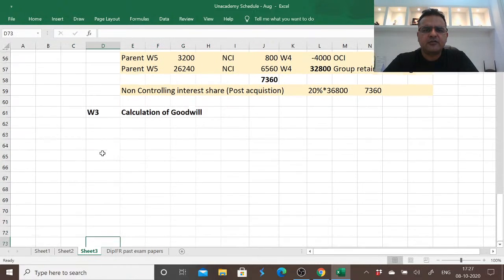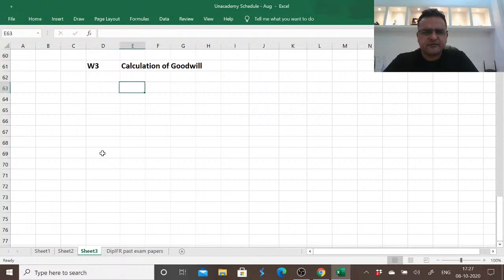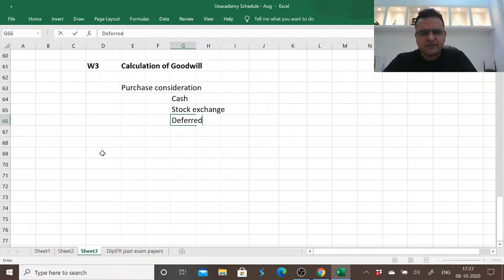So we'll need to calculate the goodwill, we'll need purchase consideration. Purchase consideration may be a combination of cash, stock exchange, it may be deferred consideration, it may be contingent consideration, and value of NCI, either on proportion basis or fair value basis.